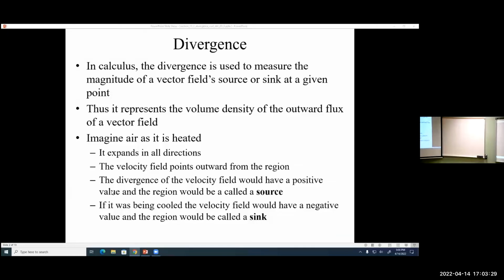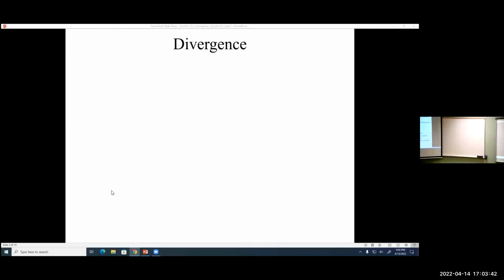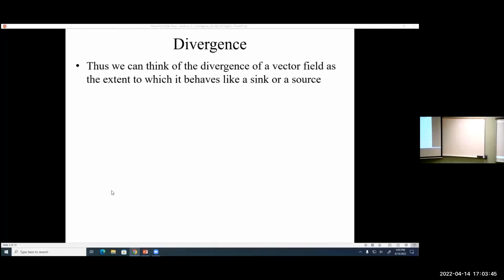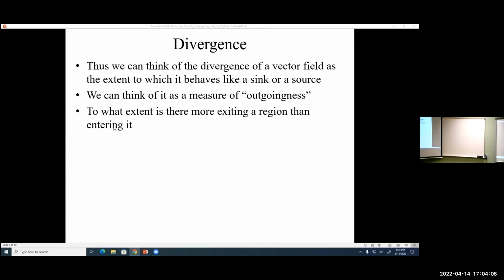Now, at any given point in most vector fields, there's going to be some things that are going away from it and some things going towards it. So we look at the tendency to be a source or a sink. It's not an absolute. It's not like gravity where it's all going towards the point, or all going away from the point. It could be, but it could be just some is going towards it and some is going away, or vice versa. So think of it as a measurement of outgoingness.